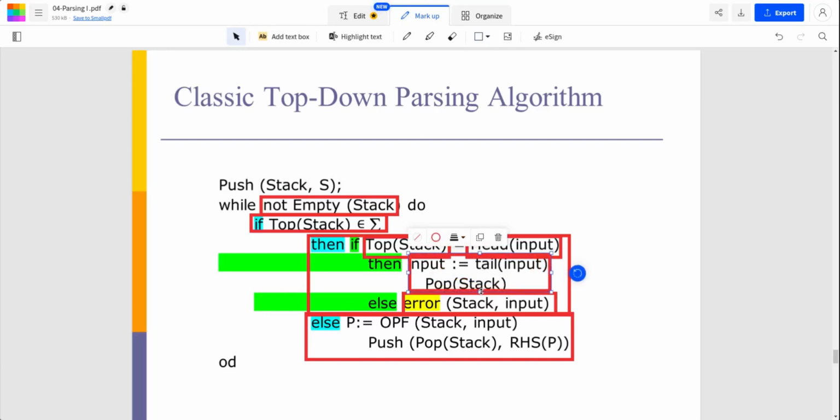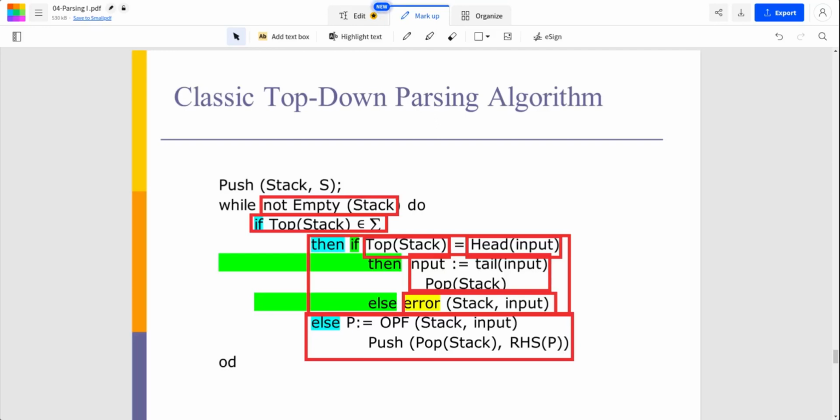these two lines are going to execute. What those lines indicate is that if there is a match, the input symbol is consumed by moving to the next symbol and the terminal symbol is popped from the stack. First, the input symbol is consumed by moving to the next symbol. That is done using the tail function. Tail of the input consumes the first input symbol and goes to the next symbol. And then the terminal symbol is popped from the stack. So that is the case where the symbol at the top of the stack matches the head of the input. If it does not, then an error is raised, indicating a mismatch between the expected and the actual symbol.